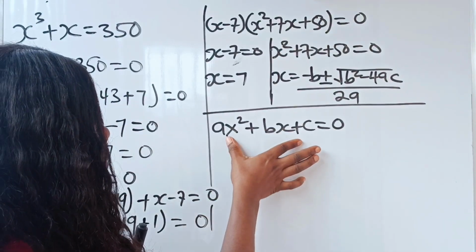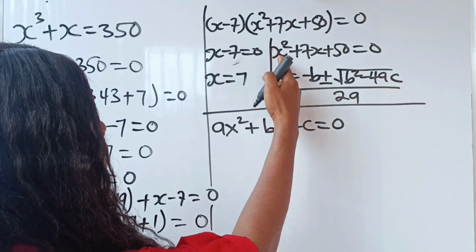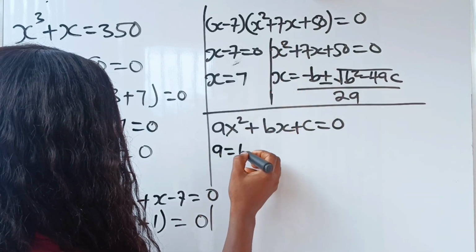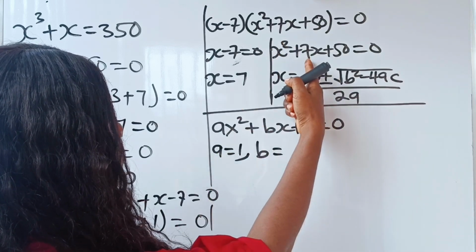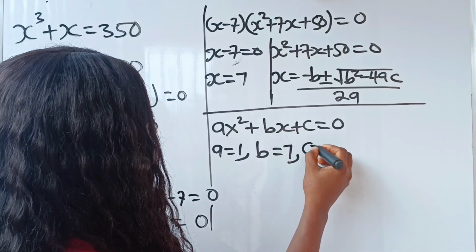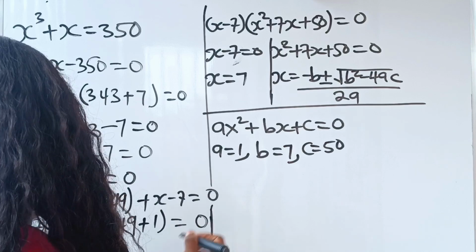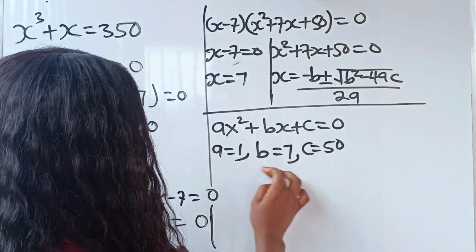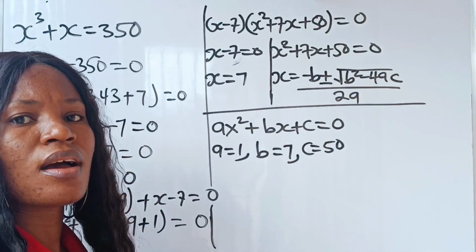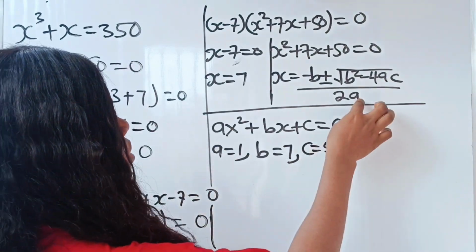So if we compare this to this, it simply means that our a is 1, which is the coefficient of x squared. Our b is 7, the coefficient of x, while our c is the constant, which is plus 50. Okay, now we are going to substitute these values into this particular formula.